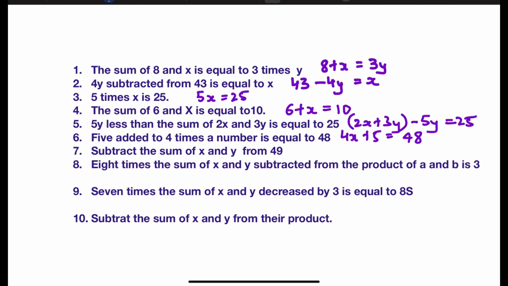Subtract the sum of x and y from 49. After from, whatever is there will come first. Minus, subtract the sum. Why do I need to put a bracket over here? Because it is the sum of two numbers. Okay, so we have to show them together.